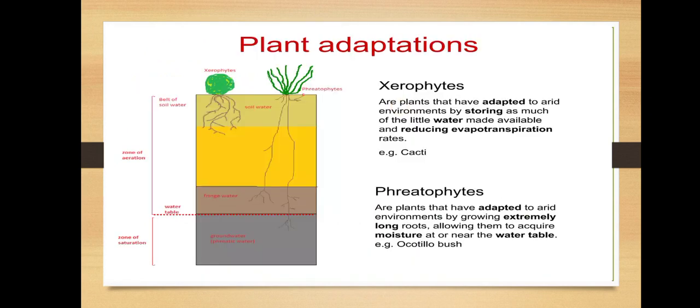So let us continue. What are the plants that can adapt to this kind of climate? We have here the xerophytes and bryophytes. These are plants that have adapted to arid environments by storing as much of the little water made available and reducing evapotranspiration rates. Cacti are an example. I think the video already explained this one.